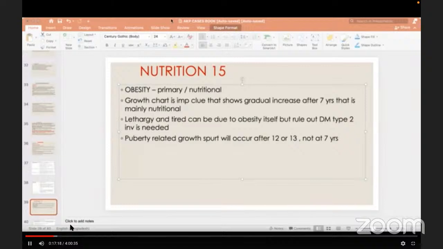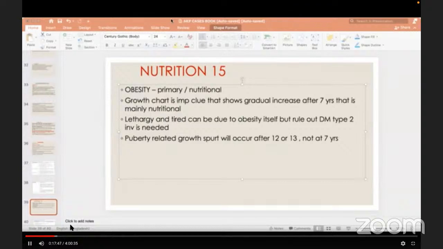Now you can ask me why the child is tired and lethargic. Tiredness and lethargy feel like he is hypothyroid, but actually he is not, because if any child is going obese, he will have tiredness and lethargy. This is an association. It is not that the child has any disease. He is obese, he may be bullied in school, he may feel lethargy and tiredness.